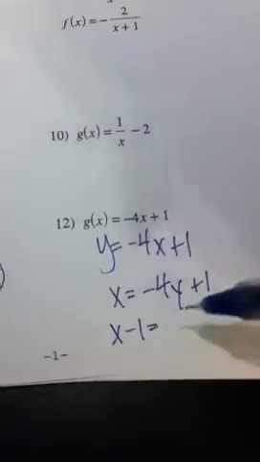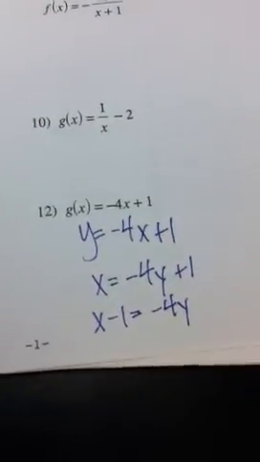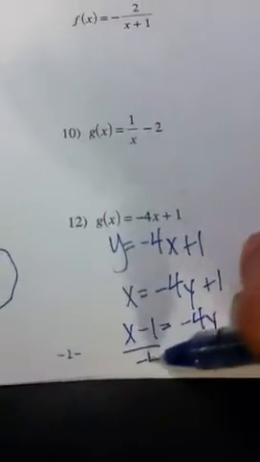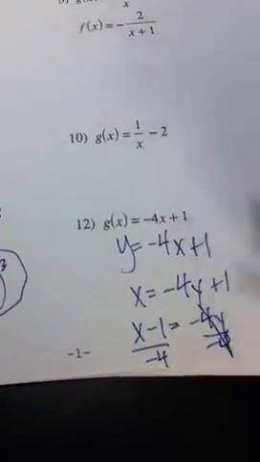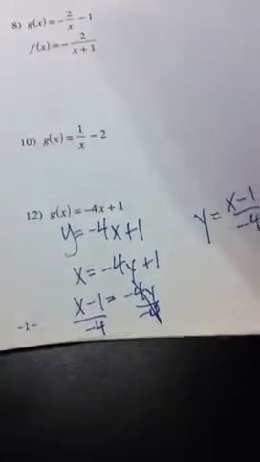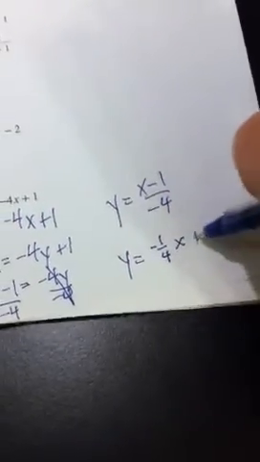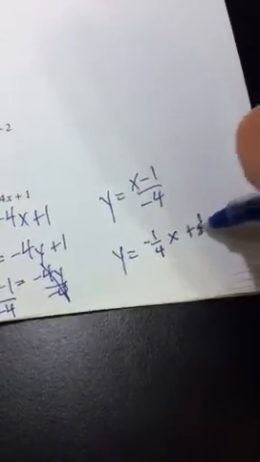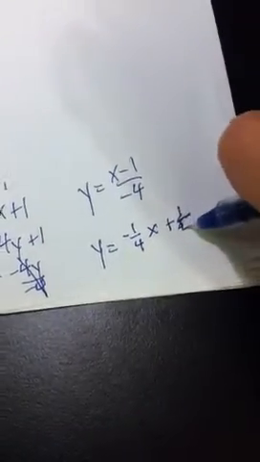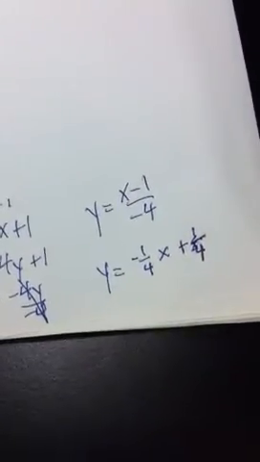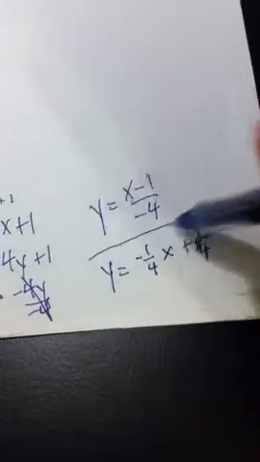So x minus 1 like that. Divide both sides by negative 4. I'm actually just going to leave mine as x minus 1 over negative 4. If you want to get fun and funky, you could write this as negative 1/4 x plus 1/4. You can write it like that if you really want to.